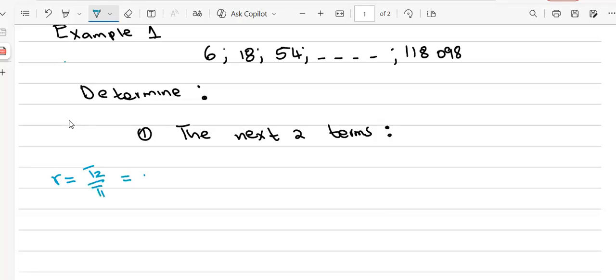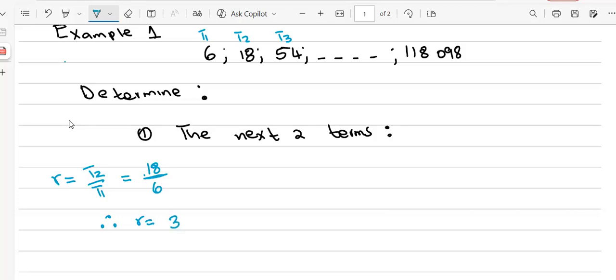If we do the substitution, remember this is your term number 1, this will be your term number 2, and this will be your term number 3. Now T2 is 18. We're going to divide that by T1, which is 6. Therefore, we can conclude that r is equal to 6 goes into 18 how many times? 3 times. So now we have the value of r as 3.